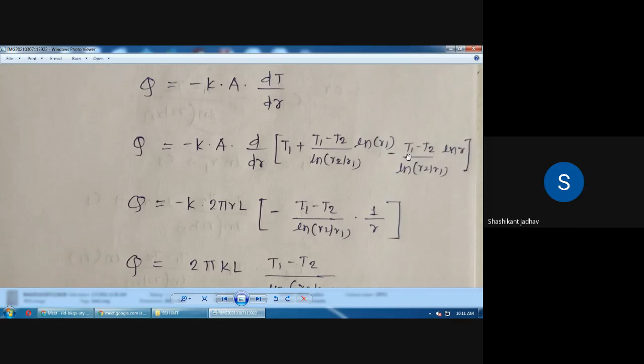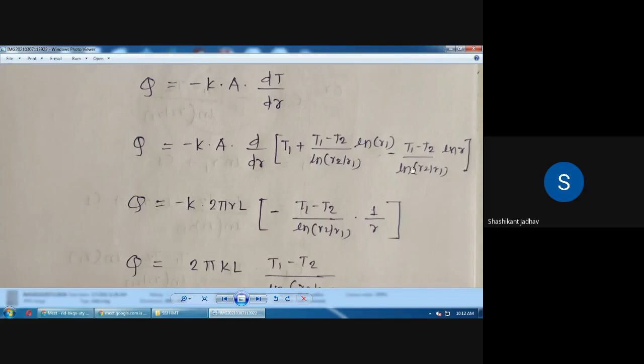So we have to take common as T1 minus T2 divided by ln of R2 by R1, and negative sign is there. And we have to take the derivative of ln of R. What is the derivative of ln of R? That is 1 by R. Okay. पहिल्या दोन टर्म मध्ये R नाही. So those terms are constant and derivative of constant is 0.